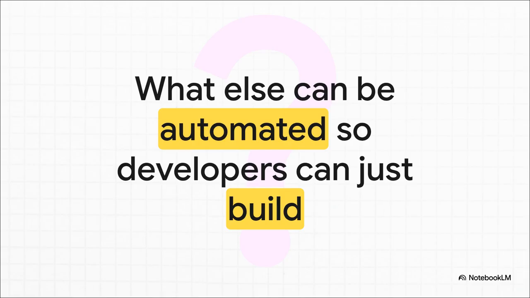This move towards automating performance really gets you thinking, doesn't it? If our tools can now handle something as complex as performance tuning for us, what's next? What other messy, complicated parts of development can we automate away so that we, as developers, can just focus on what we love to do, building amazing things?